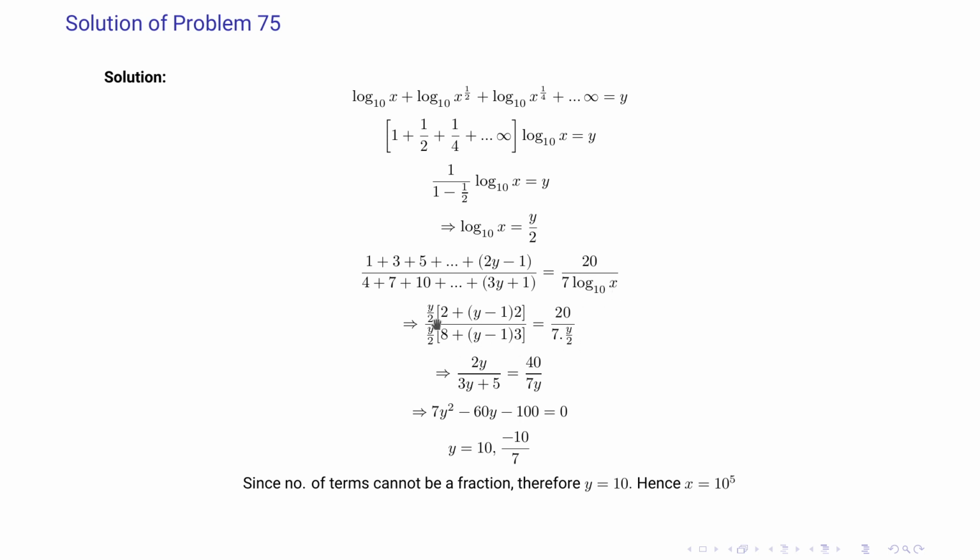So y by 2 will get cancelled on the left hand side. What will be left is 2y by 3y plus 5 is equal to 40 by 7y. So we get 7y square minus 60y minus 100 is equal to 0. So y is 10 and minus 10 by 7, but y is the number of terms in this series, so it cannot be a fraction and therefore y is equal to 10, hence x is equal to 10 to the power 5.